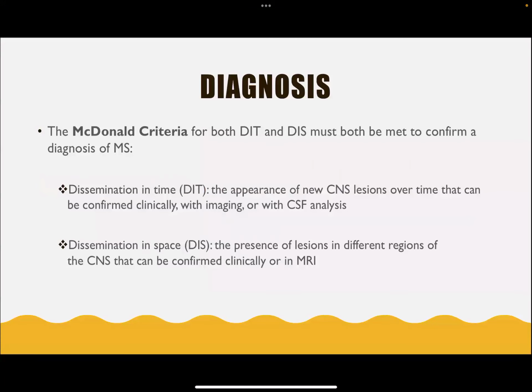In order to diagnose it, the patient must fit the McDonald criteria for both dissemination in time and dissemination in space. The dissemination in time is the appearance of new central nervous system lesions over time that can be confirmed clinically, with imaging, or with the CSF analysis. The dissemination in space is the presence of lesions in different regions of the central nervous system that can be confirmed clinically or in MRI.